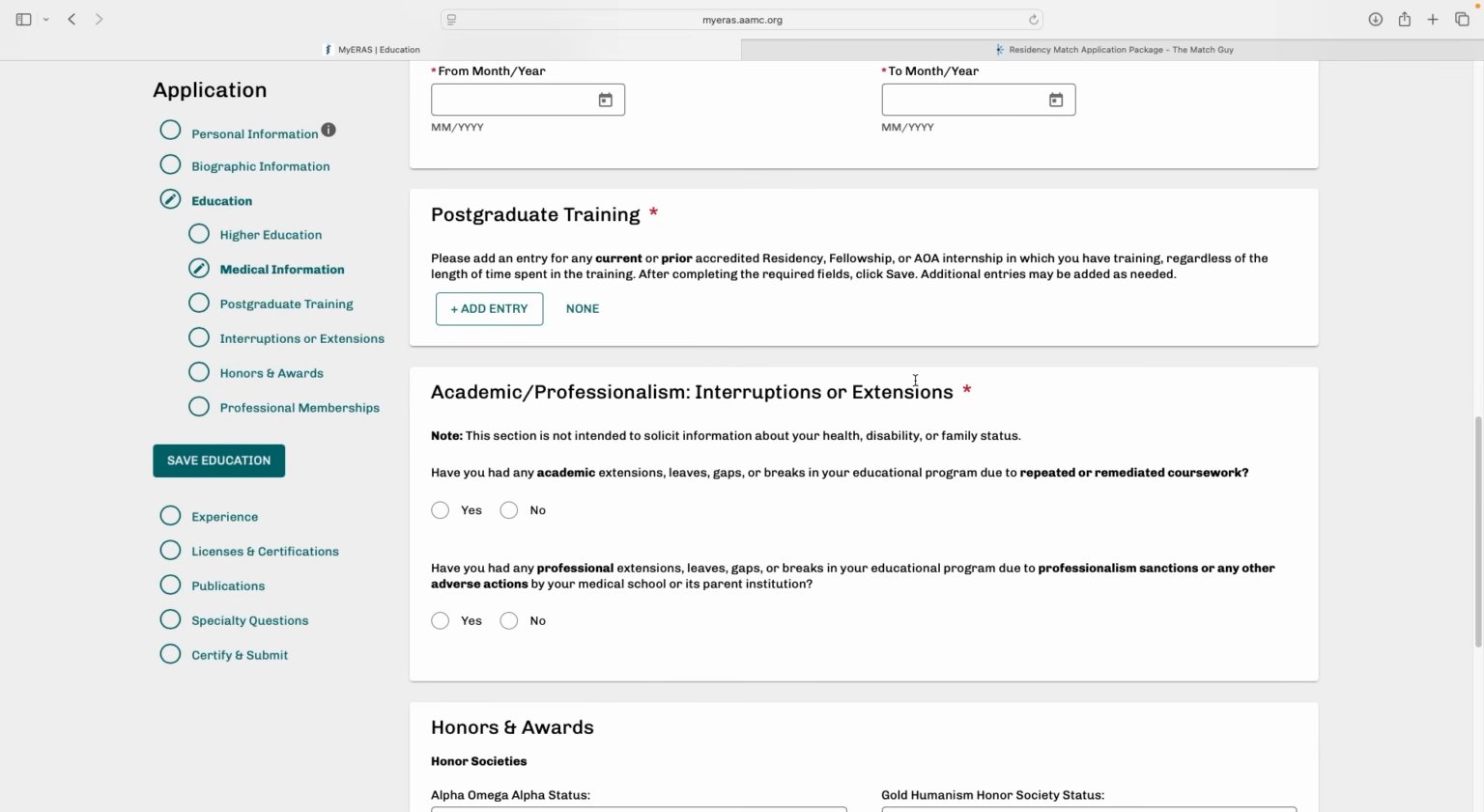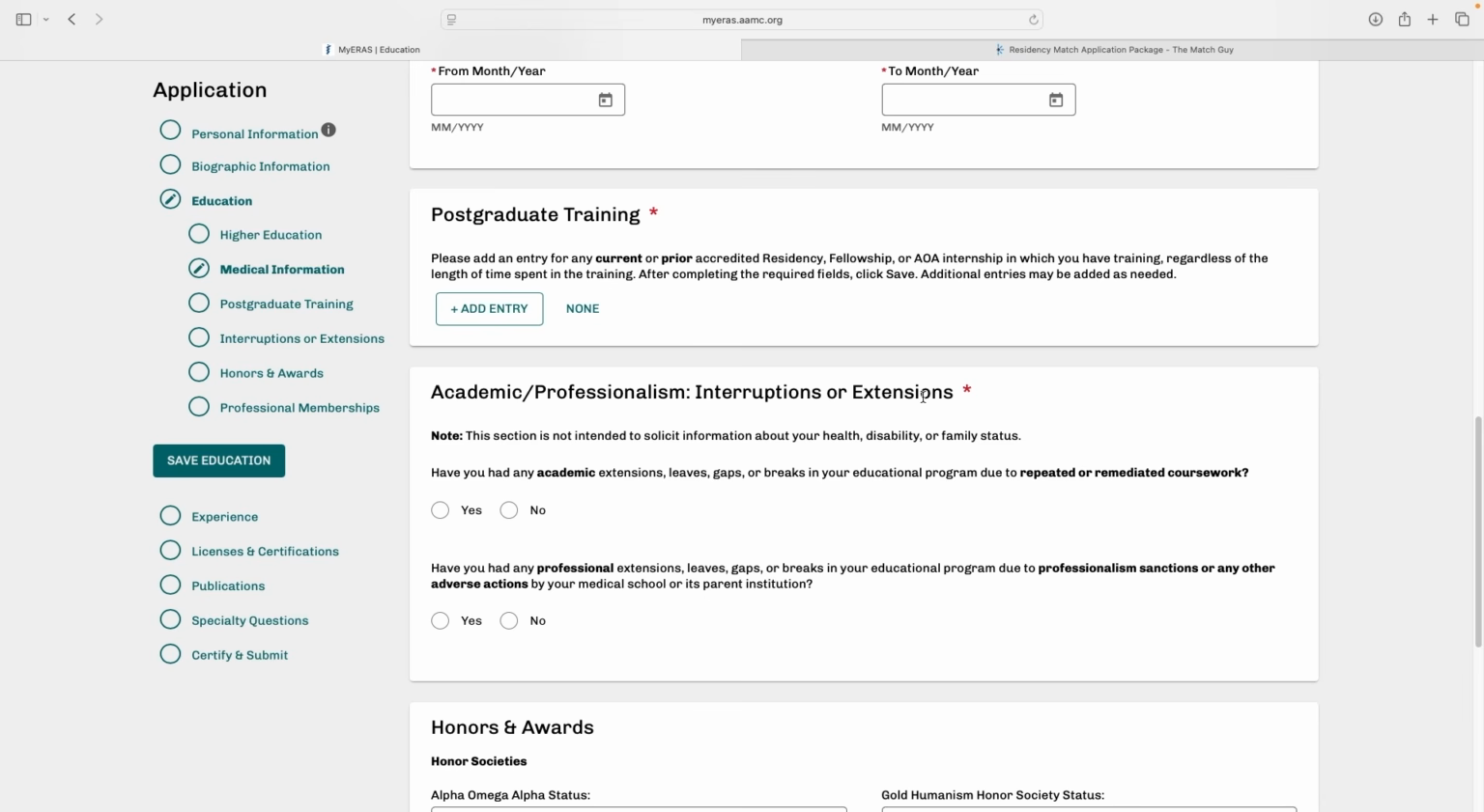Another improvement they did in this year's ERAS for March 2026 is this academic/professionalism, interruption or extensions. Every year since we started helping applicants with the match process, and even before ERAS actually explained it very well, I told applicants, do not put that your education was interrupted if you came to the US and did a 2-month rotation. That is not an interruption or extension of your training. And I've seen many students pick the answer here as yes, that it was interrupted, although it was not. And that might be a red flag for some programs, or sometimes they might filter by that.